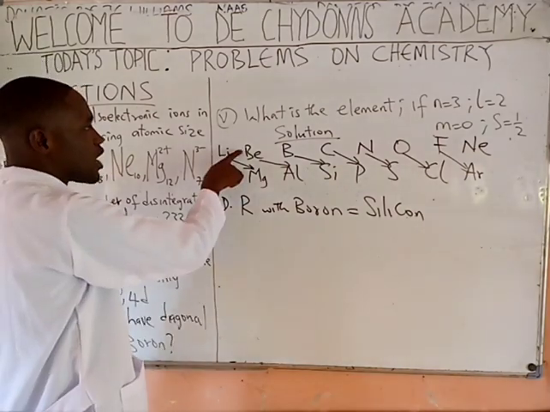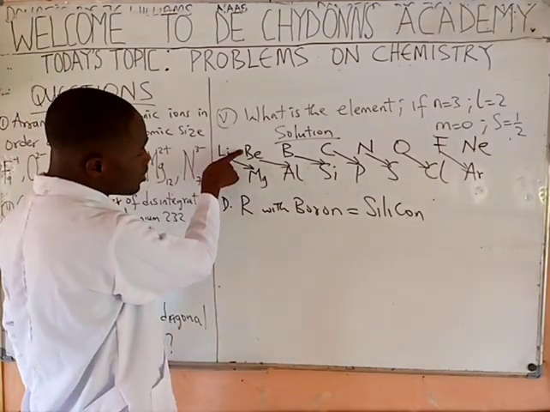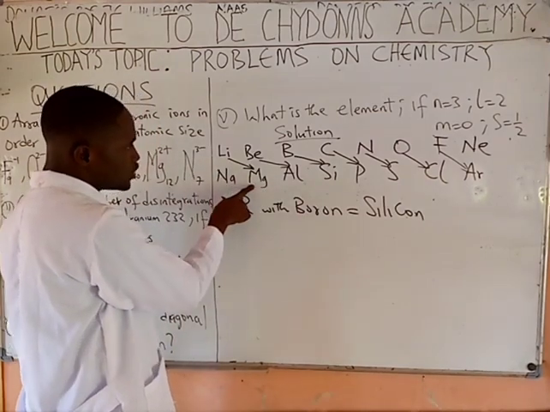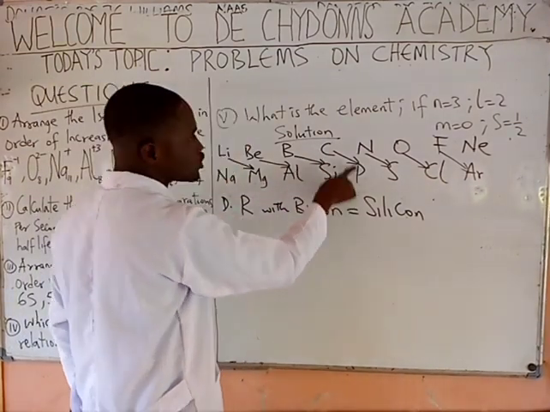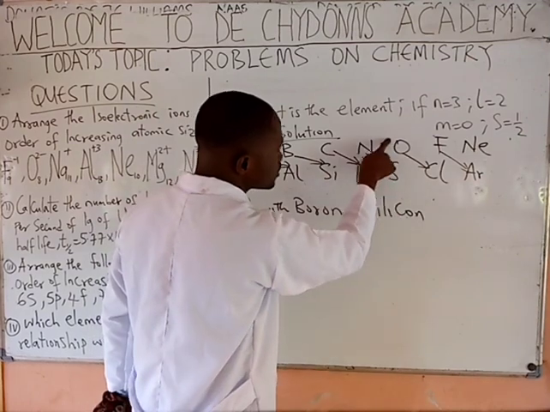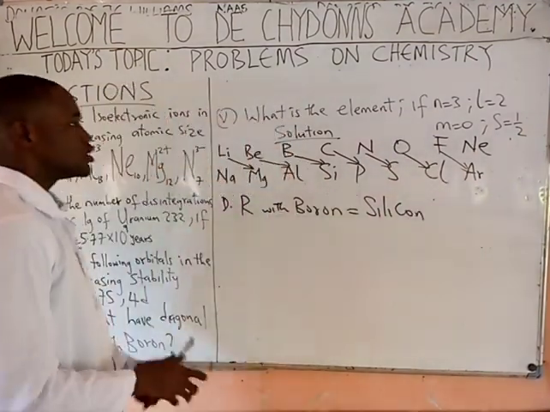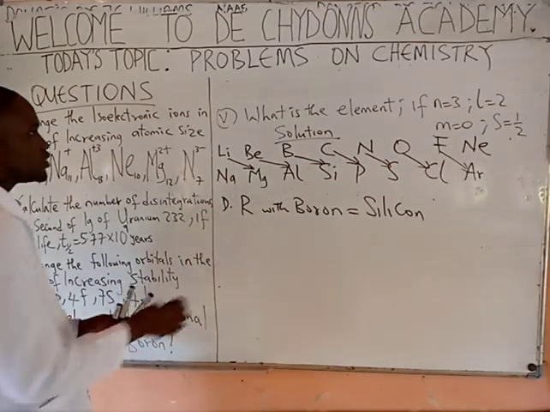So, if they ask you diagonal relationship, which one has a diagonal relationship with beryllium? You say aluminium. Lithium, you say magnesium. Carbon, you say phosphorus. Nitrogen, you say sulfur. Oxygen, you say chlorine. Fluorine, then argon. Then, let's see the last question.